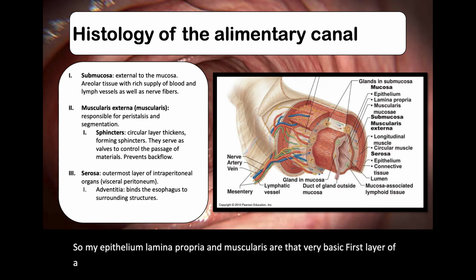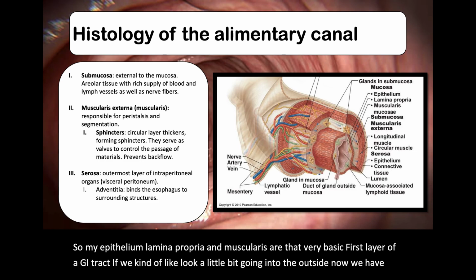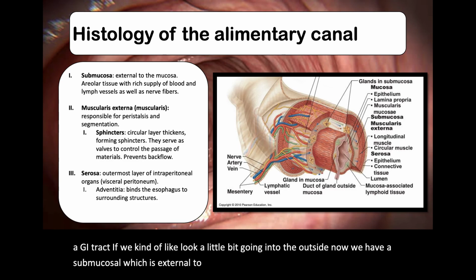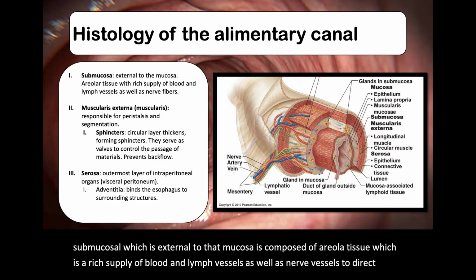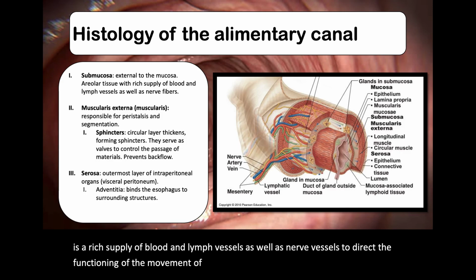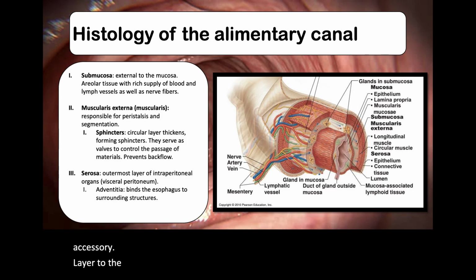If we look a little bit going to the outside now, we have a submucosa, which is external to that mucosa. It's composed of areolar tissue, which is a rich supply of blood and lymph vessels, as well as nerve vessels to direct the functioning of the movement of this mucosa layer. So it's like an accessory layer to the mucosa layer, that submucosa.